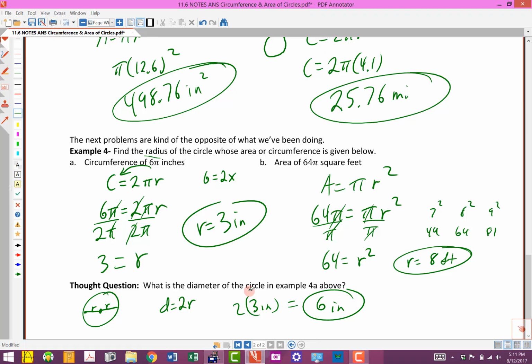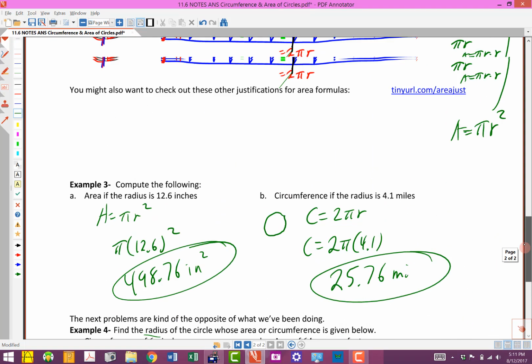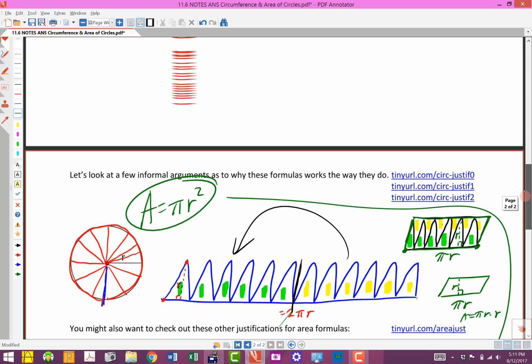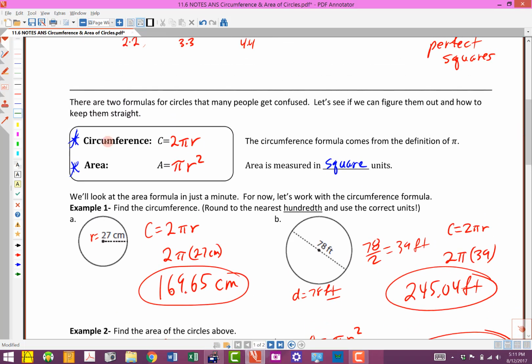Okay, some really good thoughts here. Again, I'd really encourage you to go through and look at those justifications. They're pretty quick little videos and animations. I think you'll really like those and they'll help. But either way, you've got to have those formulas memorized. Those are going to come up this year and next year, probably in every math class you take from now until you're done taking math. So there you go, and good luck on the assignment.